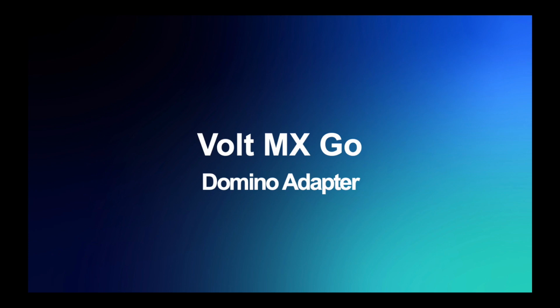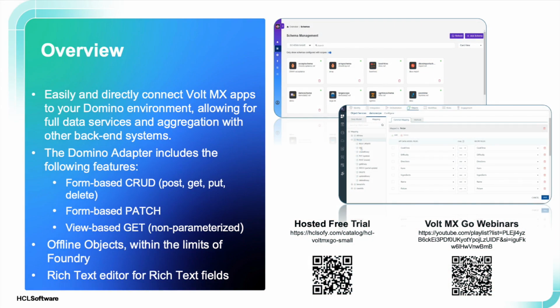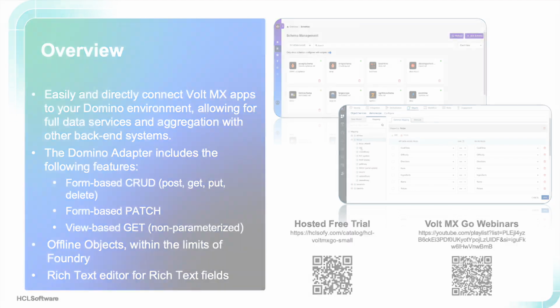Hi, in this video we're going to take a look at the Domino Adapter that is included in VoltMX Go. The Domino Adapter allows you to easily connect VoltMX apps to your Domino environment. In addition to creating VoltMX apps against a Domino backend, it also allows for full data services and aggregation with other backend systems. As you'll see in this video, it allows a wide range of capabilities, including the handling of offline objects and rich text fields. Let's take a look as Matthew Wong gives us a demo.